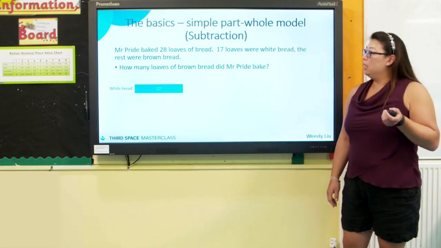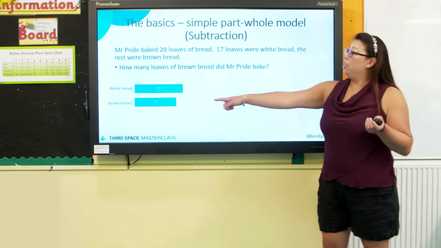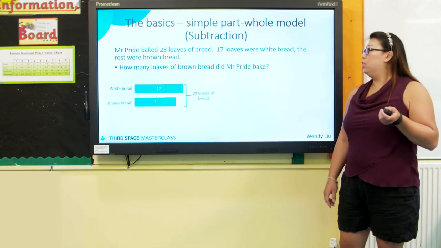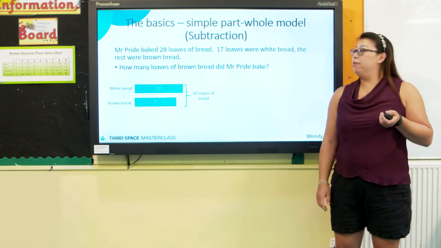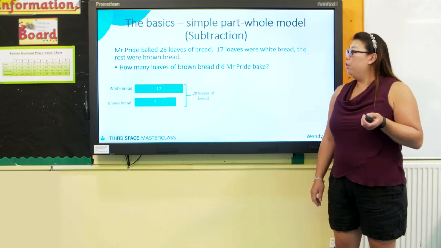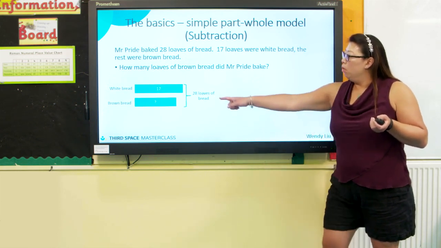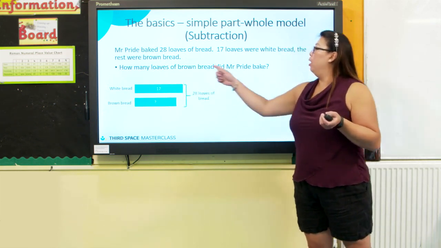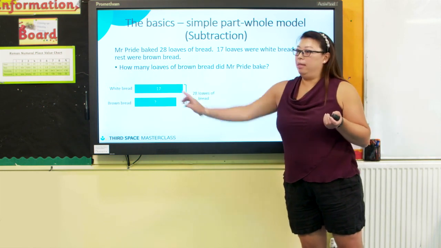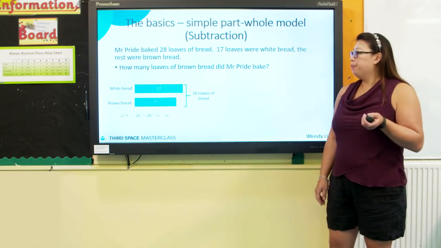17 loaves of white bread. We don't know how many loaves of brown bread, but what we do know is that there are 28 loaves of bread altogether. So in this one, the question mark, how many loaves of brown bread did Mr. Pride bake, is within that bar there.